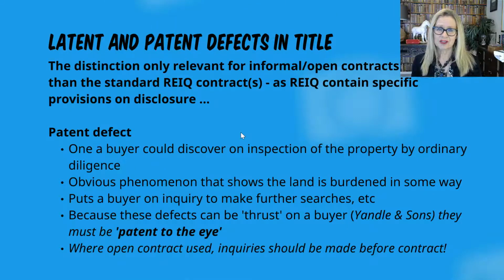So if it's the kind of thing that a buyer could discover after inspecting the property themselves with ordinary care and diligence, it's probably not the kind of thing that the seller actually has to physically point out or, in a contract, point out, have you seen this large pipe running across the land? I mean, as I say there, an obvious phenomenon that shows the land is burdened is not necessarily going to have to be something that the seller points out. It will be considered that the buyer is put on inquiry to make further searches.